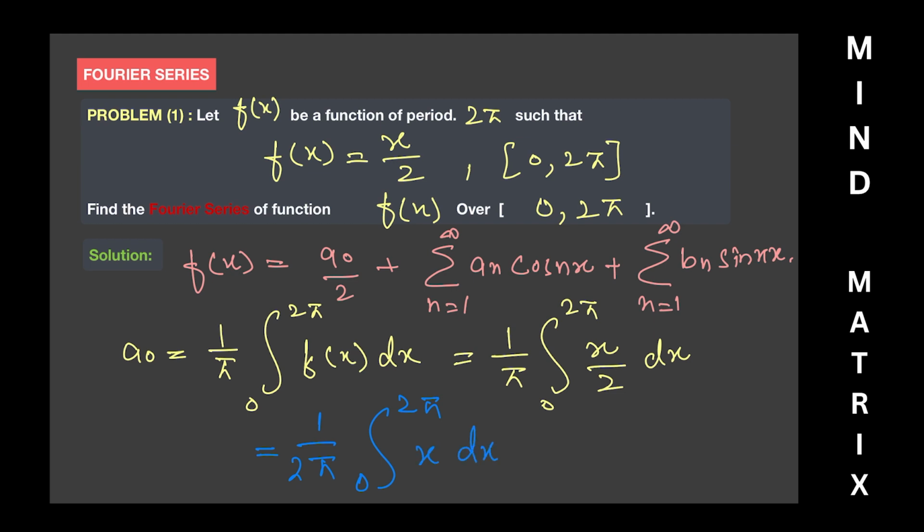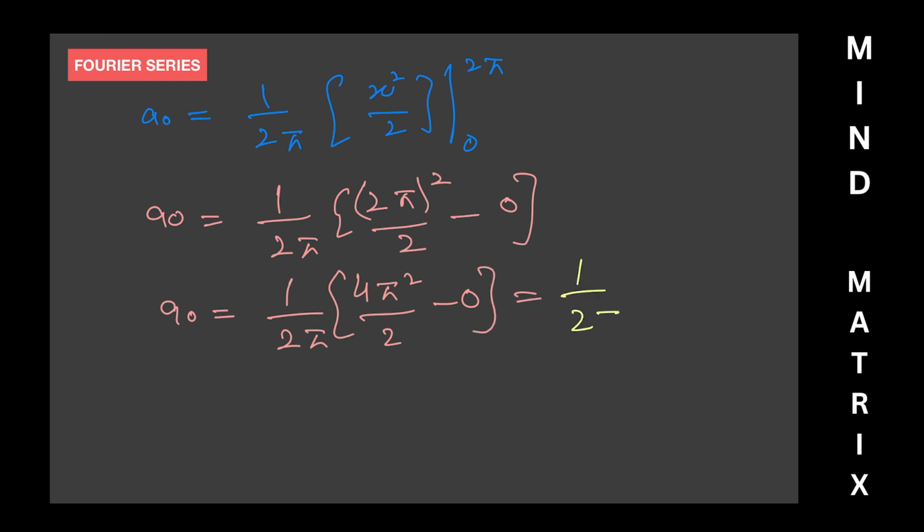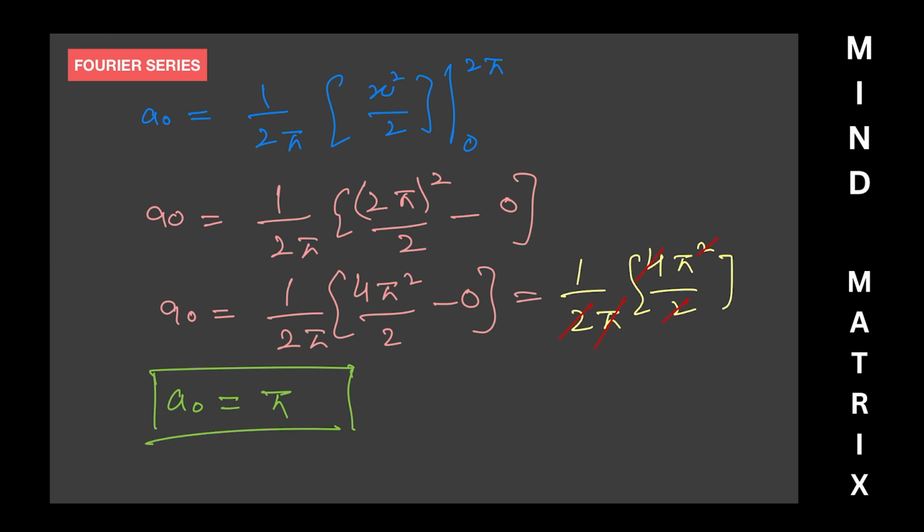Now we will solve this integration. The integration of x is x²/2. The limit is from 0 to 2π. So a₀ equals 1/(2π) times x²/2, with limits from 0 to 2π. Now put the limits in this formula: 1/(2π) times (2π)²/2 minus, when we put the value 0 in this equation, we get 0. So a₀ equals 1/(2π) times 4π²/2 minus 0. Here we cancel these, so we have the required answer a₀ equals π. This is the required value of the coefficient a₀.